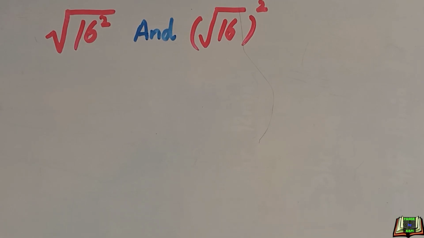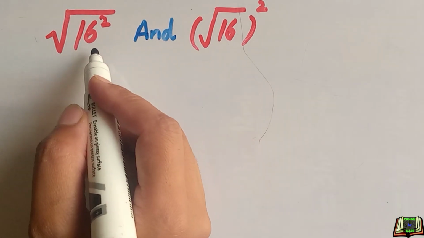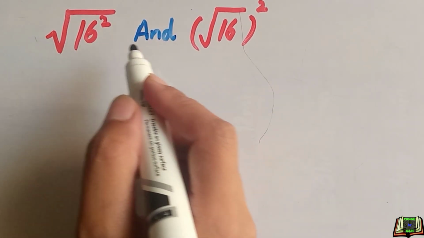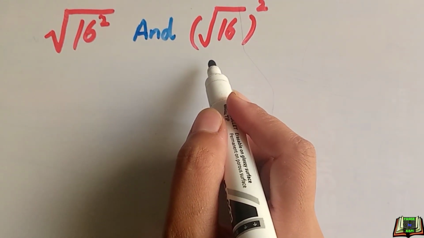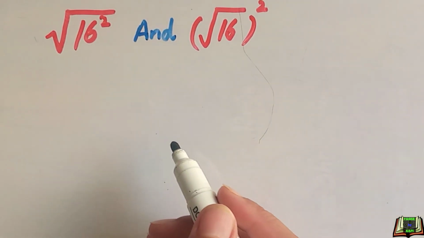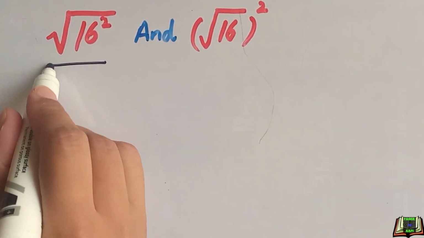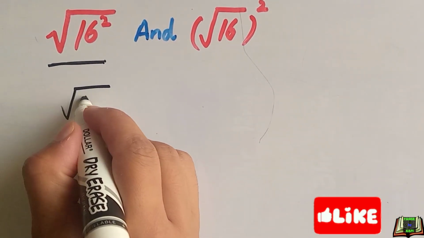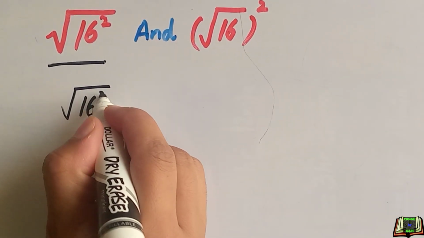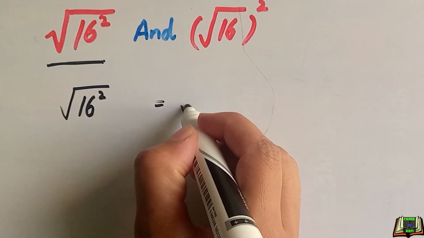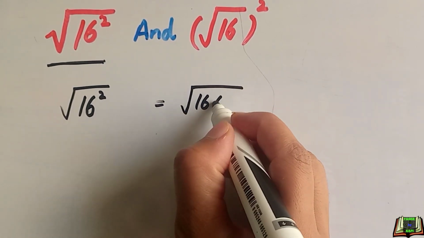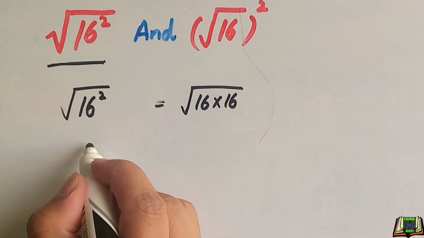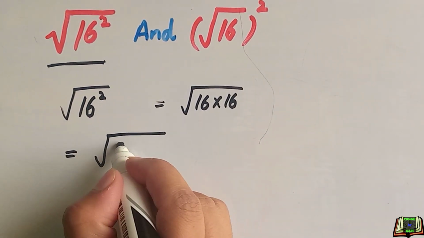Welcome back. In this video, we are going to see the difference of these two numbers, root of 16 square and root of 16 whole square. We will see both one by one, but we are going to start with the first one, root of 16 square. Here we will solve square of 16 first. Square of 16 means 16 times 16, which is equal to 256.